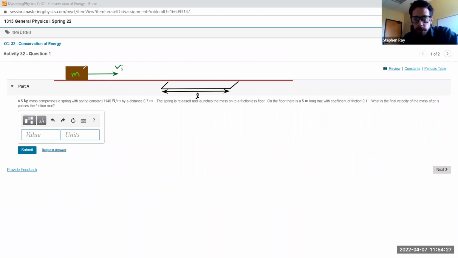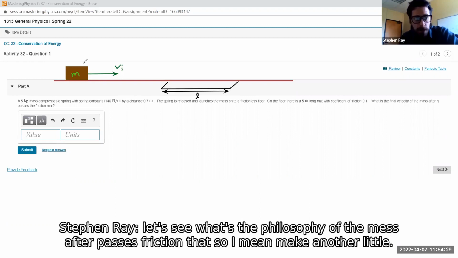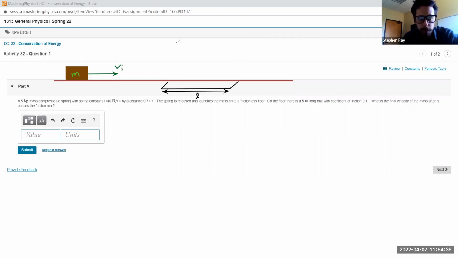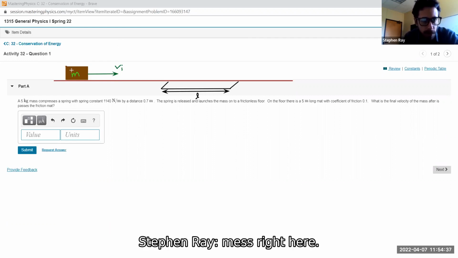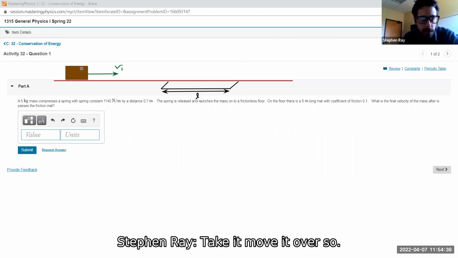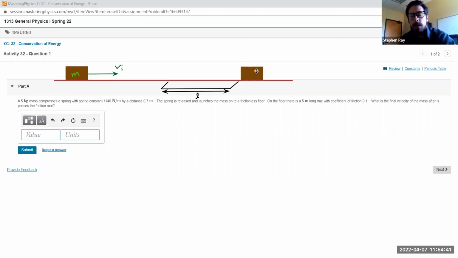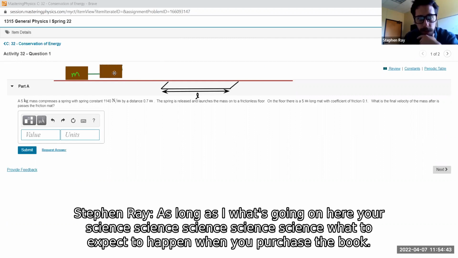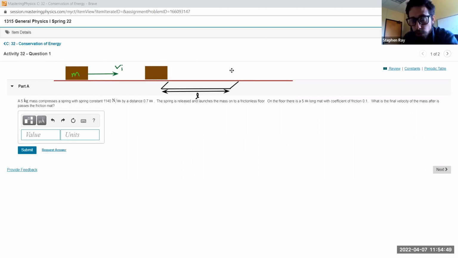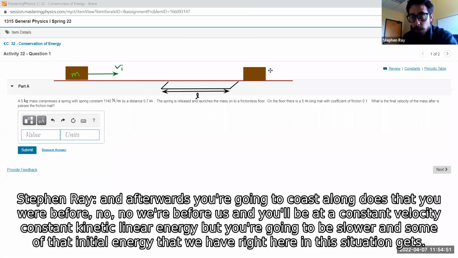Okay. What's the final velocity of the mass after it passes the friction mat? Okay, so I'm going to make another little mass right here. Take it, move it over here. So what's going on here? You're sliding. And what do you expect to happen when you hit the friction mat? You go, and afterwards you're going to coast along. Just as you were before?